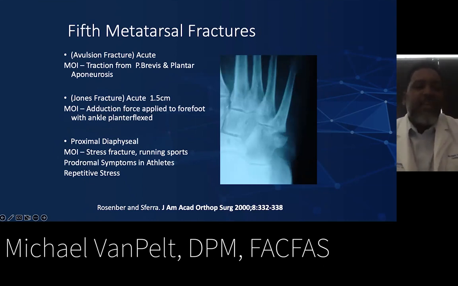Now, a true Jones fracture that occurs acutely is usually about 1.5 centimeters from the most proximal aspect of the fifth metatarsal. The mechanism of injury is usually from an adduction force applied to the forefoot when the ankle is in a plantar flexed position. And proximal diaphyseal fractures typically occur from stress injuries.